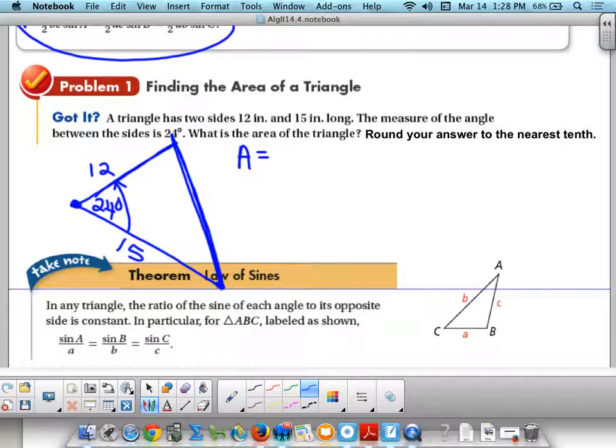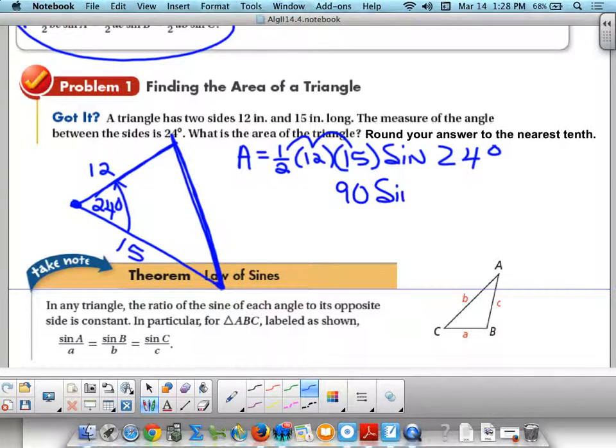Area is? 1/2 12. 1/2, yep, 12 times what? 15. Times sine of 24. Sine of 24 degrees. And really that's all it is. Punch it in. Half of 12 is 6. 6 times 15 is 90. Times sine of 24. 36.6. Brittany says 36.6 units, inches.